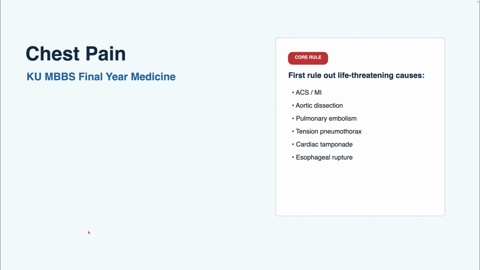So when you're talking about chest pain, the core rule is to first rule out the life-threatening causes. That can be ACS, MI, acute coronary syndrome, aortic dissection, pulmonary embolism, tension pneumothorax, cardiac tamponade, and even esophageal rupture. These are the important life-threatening causes of chest pain that you need to differentiate when the patient presents to the emergency. So everything should be approached towards ruling out the life-threatening causes, then go to the common causes, and then go for the rare causes.